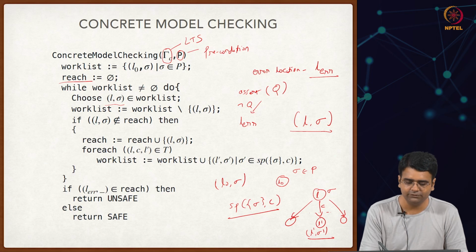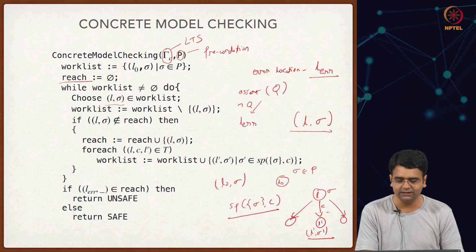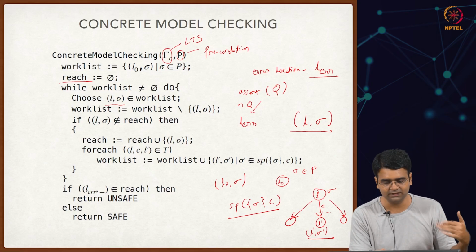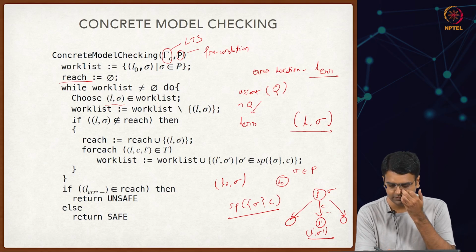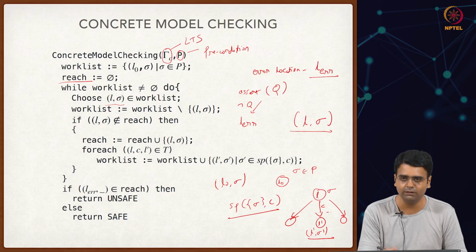In the future iterations, these pairs will be removed from the work list, added into reach if they are not already there, and then they will be further propagated to the successors and so on. So this while loop will continue until the work list is fully exhausted, so until there is some member in the work list.